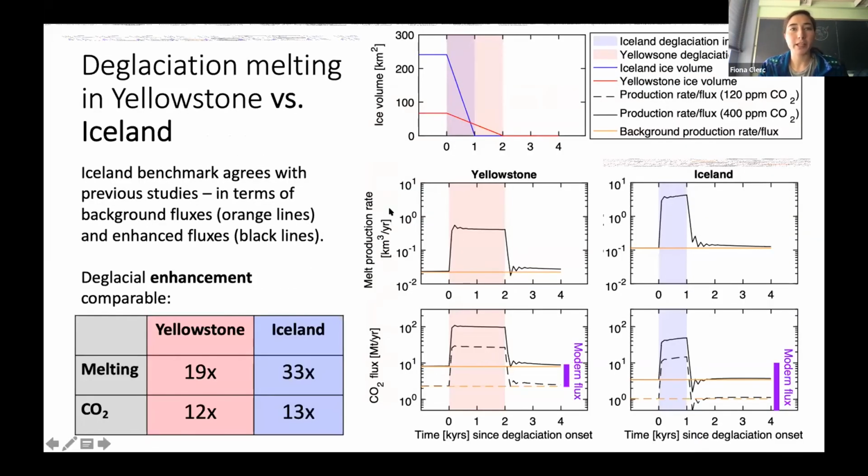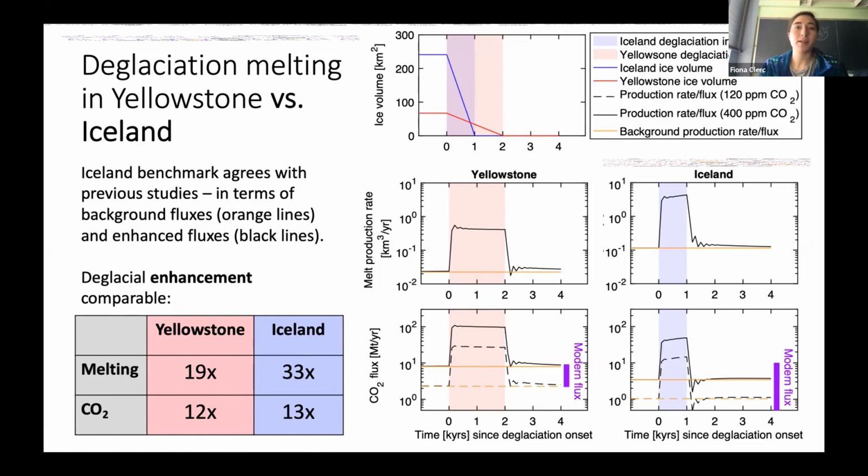Okay. So finally, going back to the plots of the model evolution through time, I've just added the results from Iceland on the right. And so the point of doing Iceland was to have it as a benchmark. So for Iceland, we do match both the background and enhanced fluxes for the melting rate and the CO2 fluxes against existing studies. And then if we compare the relative enhancement of melt production and CO2 fluxes for both systems, we find that this enhancement is comparable in both settings.